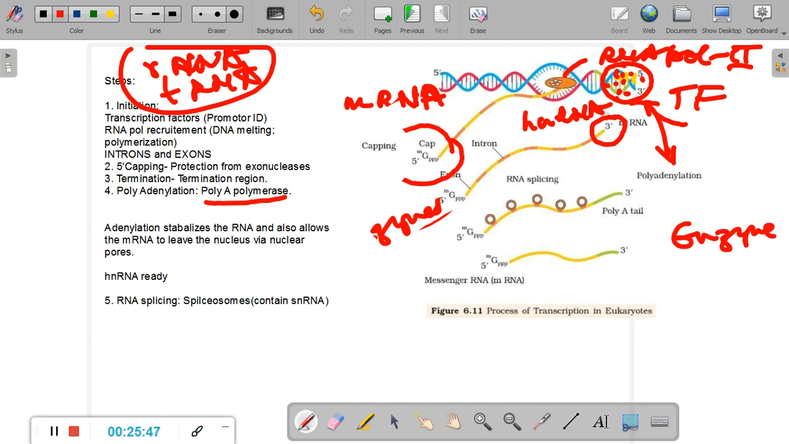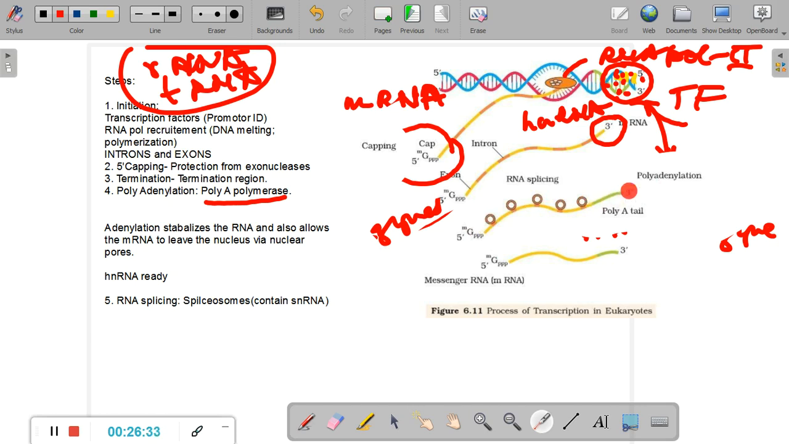Why is it called poly-A polymerase? Because at the 3' end, a large number of adenine bases are added. This process of adding a large number of adenines to the 3' end is called polyadenylation. So now the hnRNA at the 3' end has a poly-A tail, a tail with a large number of adenines. What causes polyadenylation? The poly-A polymerase enzyme. And the 5' end is already capped by guanosine. The 5' cap protects the hnRNA from being digested by exonucleases.